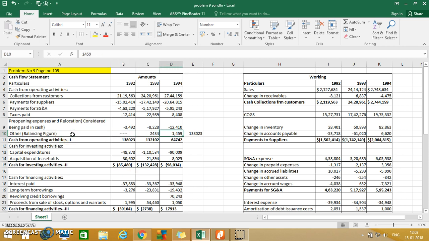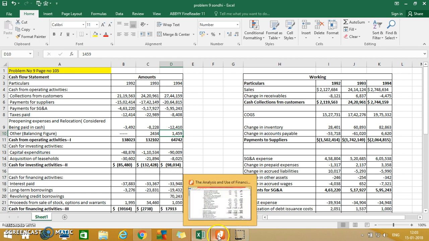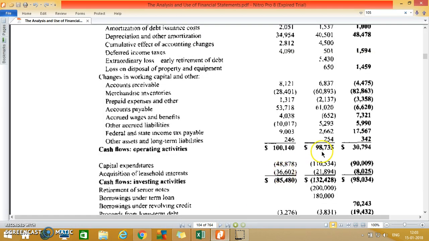I get a balancing number in the case of the second year and the third year. I remove this. Okay. In the case of the second and the third year, I have found that there is a balancing number, and I said that these balancing numbers arise because of some amalgamations, acquisitions, divestitures, foreign subsidiaries, and so on, and accounting adjustments. I'll just give you an example here.